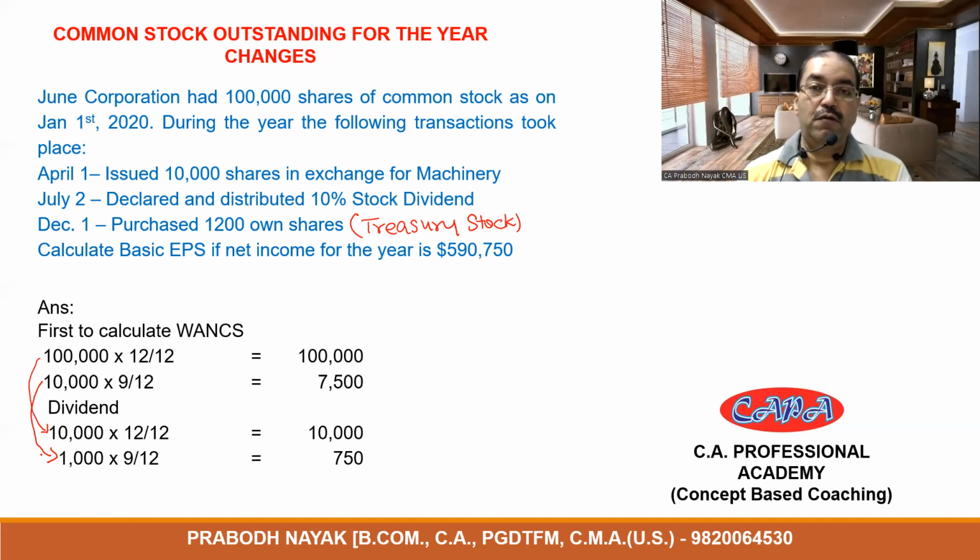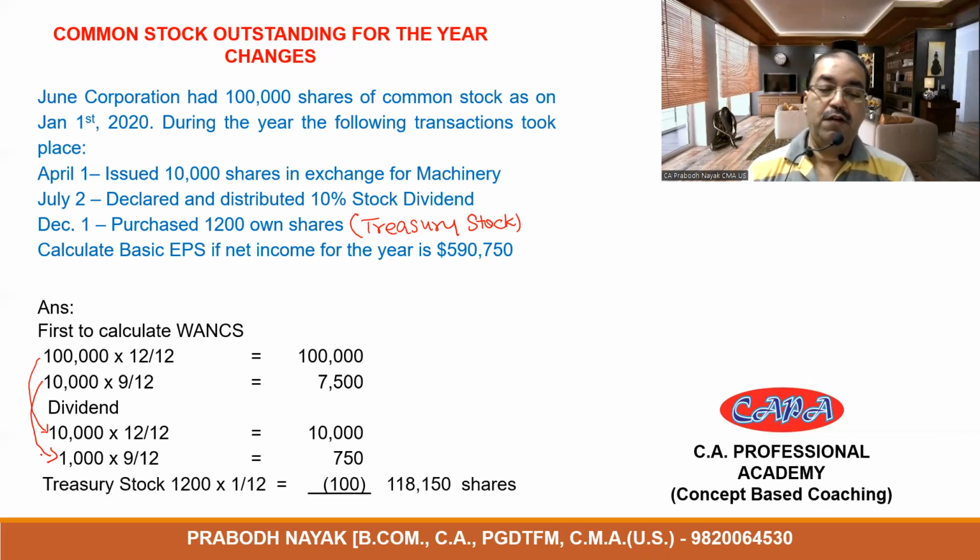Then on December 1st, we have purchased 1200 of our own shares. That means 1200 shares are less outstanding by the time we come to the end of December 31st. They are not outstanding anymore, but it has happened on 1st of December. Only for 1 month we were not having those shares. We were having those shares for 11 months. So what I will do, I will take 1200 into 1 by 12 and I will subtract that amount.